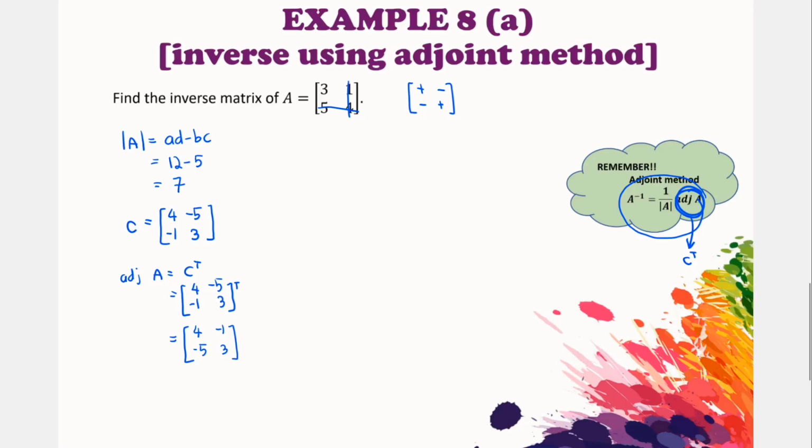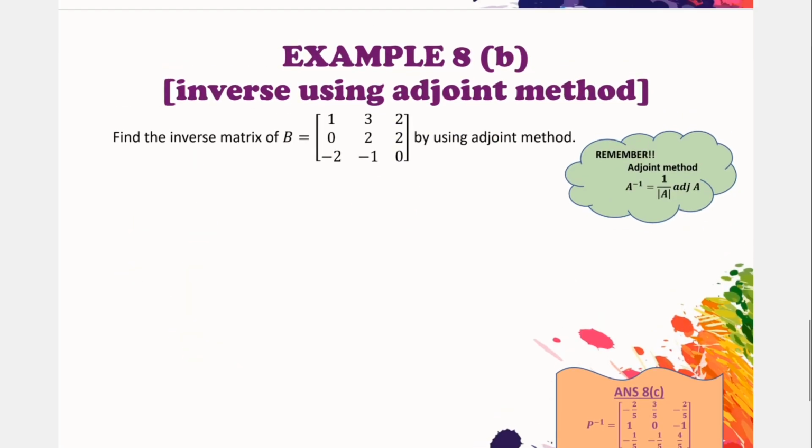We have already found the determinant and the adjoint. Now we can find the inverse of matrix A: 1 over determinant multiplied by the adjoint of the matrix. The final answer for this one will be 4 over 7, negative 1 over 7, negative 5 over 7, and 3 over 7. This will be the final answer for the inverse of matrix A.